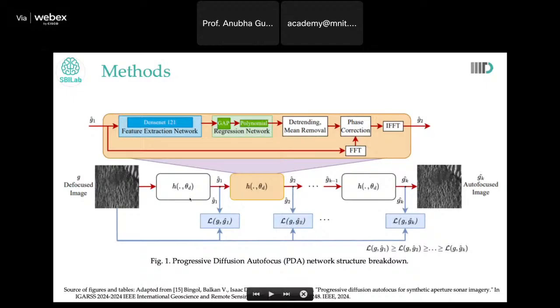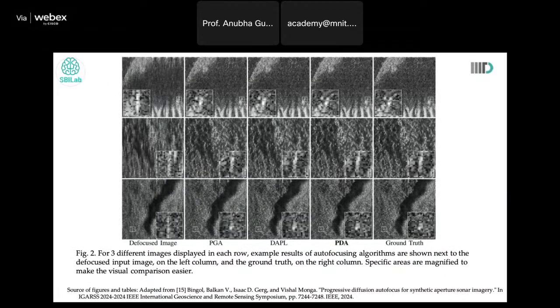This time you have this block applied repeatedly, and an individual block looks like this. Again, it's the same thing, DenseNet, the same type of network, but being applied repeatedly. While training, you feed the defocused image and you should get an autofocused image at the end of this path. At each stage, you put a loss function and you tune this architecture to keep improving. While training, you have the ground truth so that you can tune these blocks, and then you can have the complete architecture. So these are the results of different methodologies.